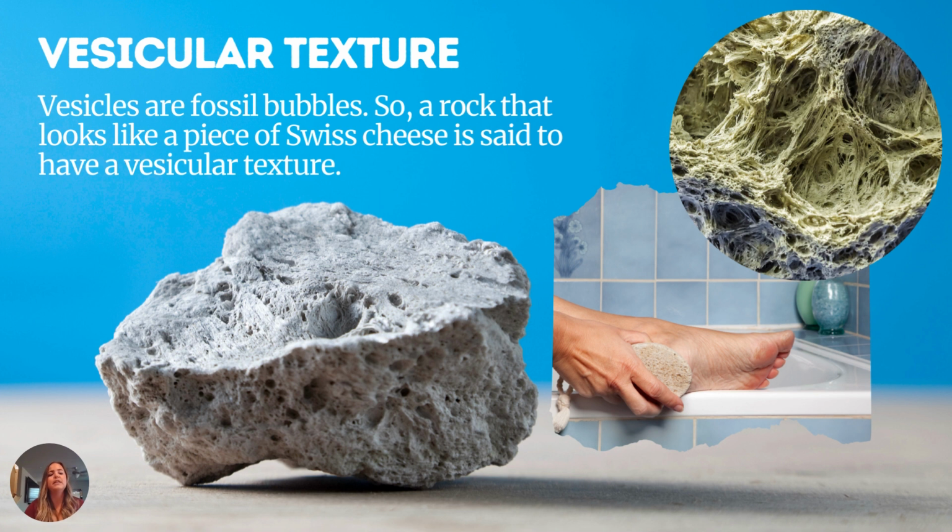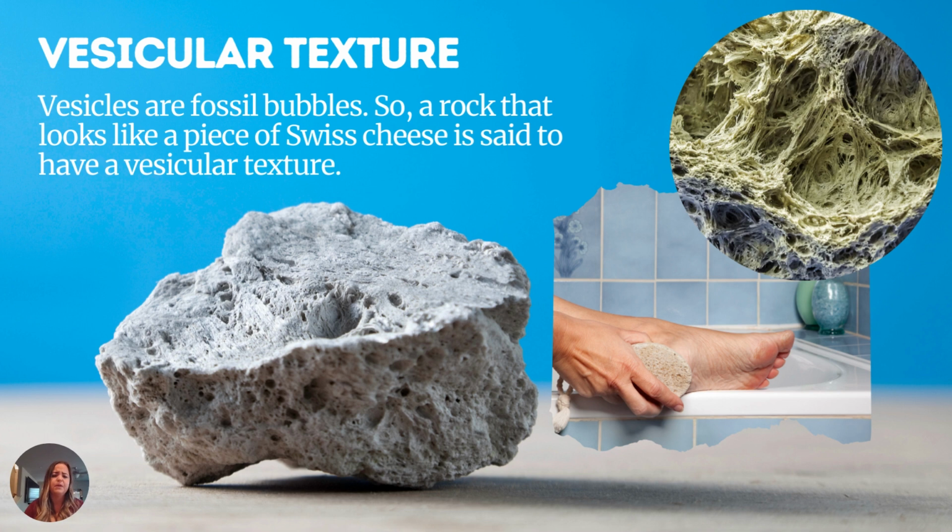All right, with vesicular texture, these are rocks that have holes in them, and basically those holes are where gas used to be trapped in the lava. And so as lava cools, that gas starts to escape. And because that gas was taking up space in the lava, that space also remains in the rock. So those spaces are these holes.